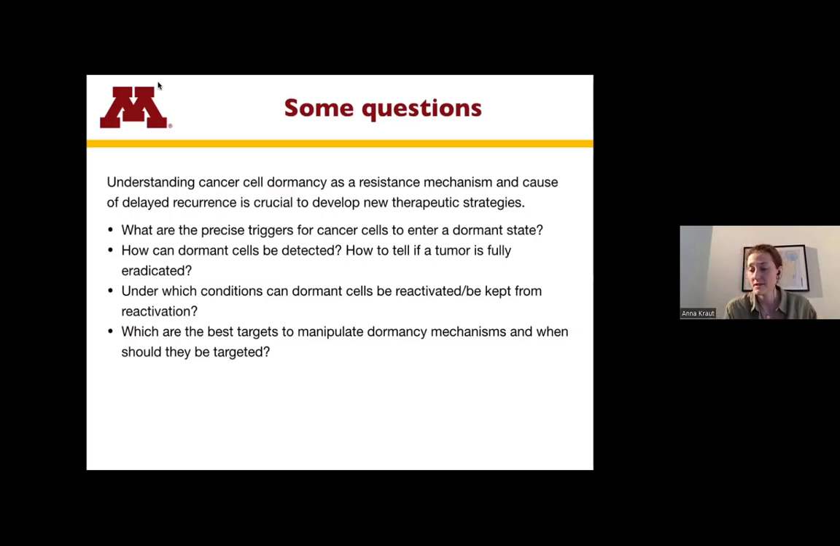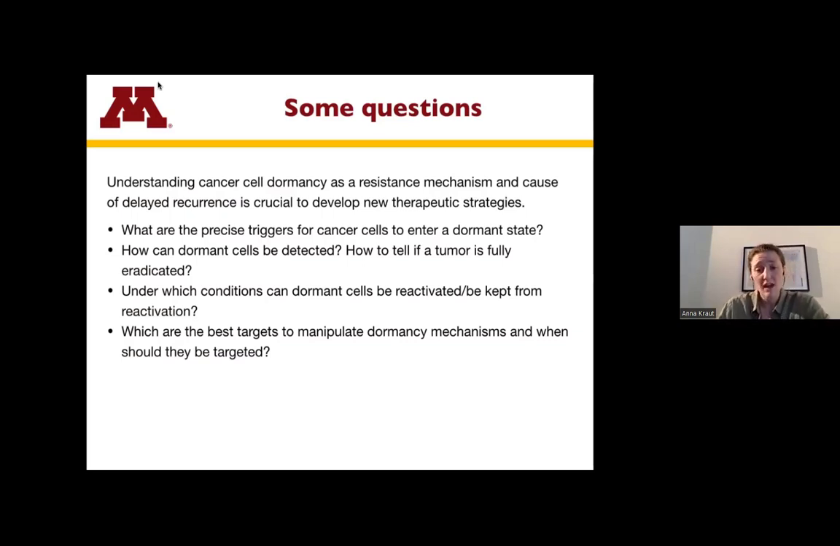I mean, both of these things could be interesting, where you might want to keep the cells in a dormant state because then they're more or less harmless, or you might want to reactivate them to make them more susceptible to therapy again. And coming from all of this, we then need to identify the best targets to manipulate these dormancy mechanisms.